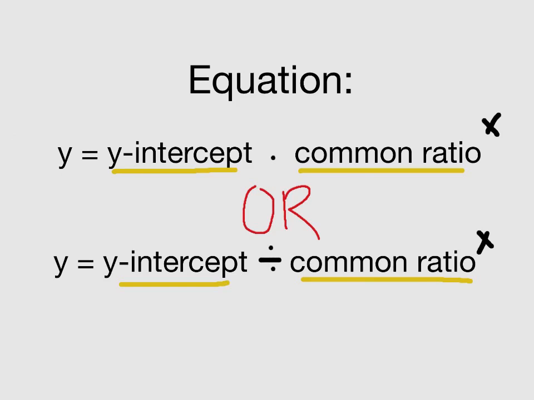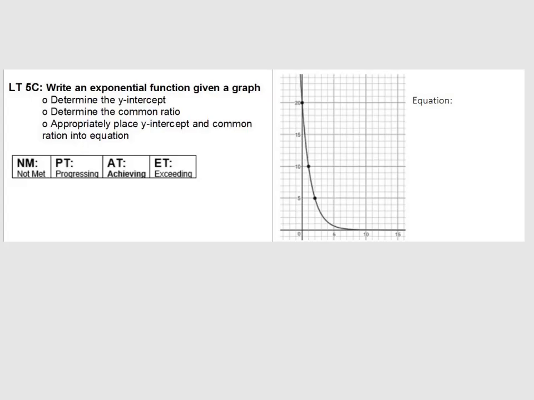Now what we're going to do is look at how to write this equation from a graph. So if you need to pause the video throughout this, make sure you do. You should have your tracking sheet in front of you at this time, and what you're going to do is take a highlighter and highlight 5a, which is write an exponential function given a graph.